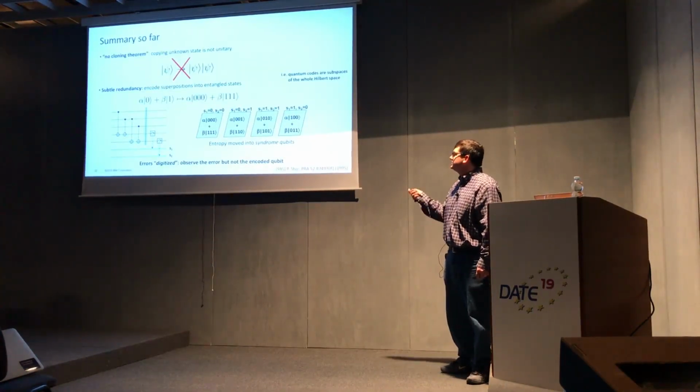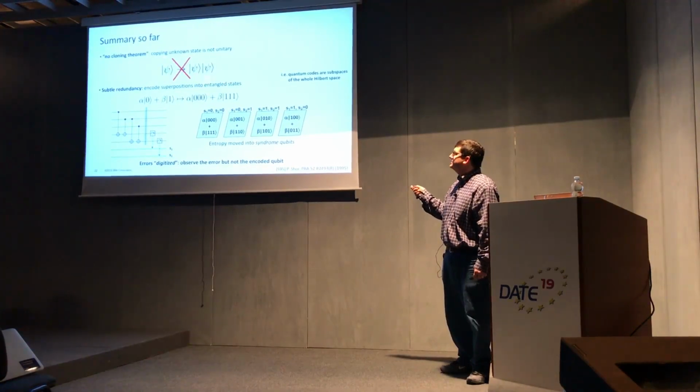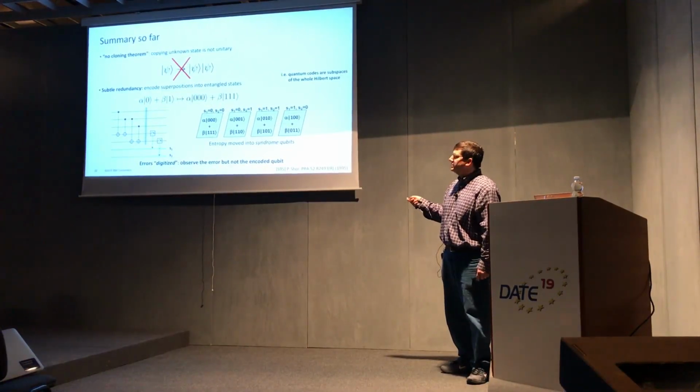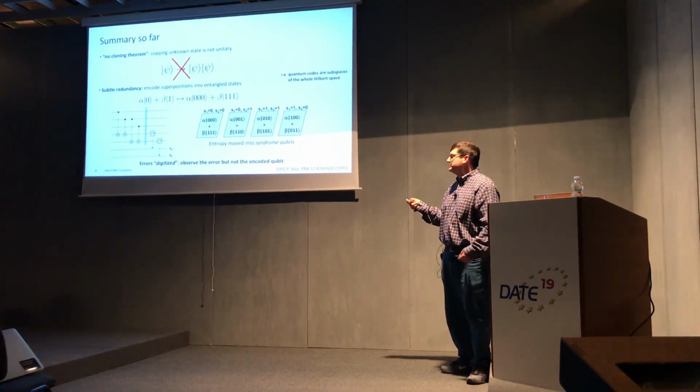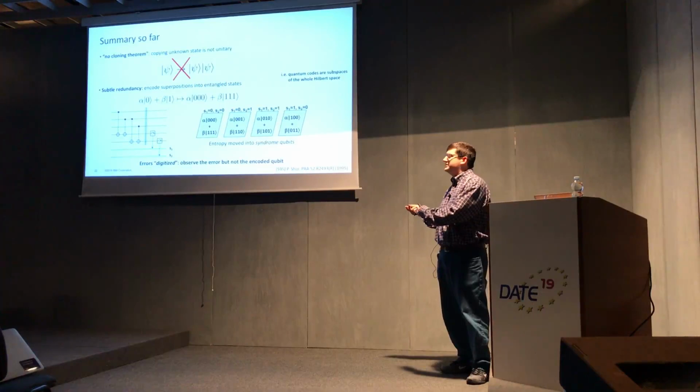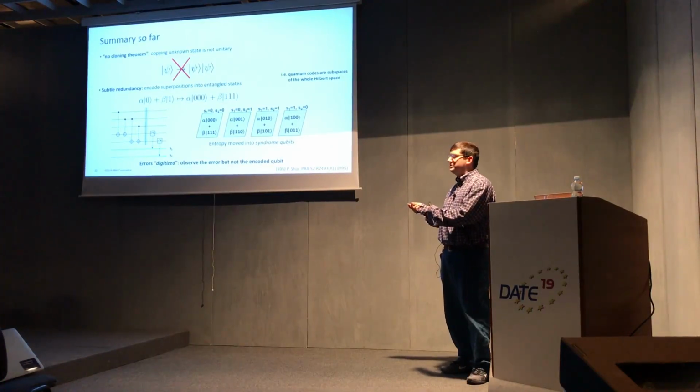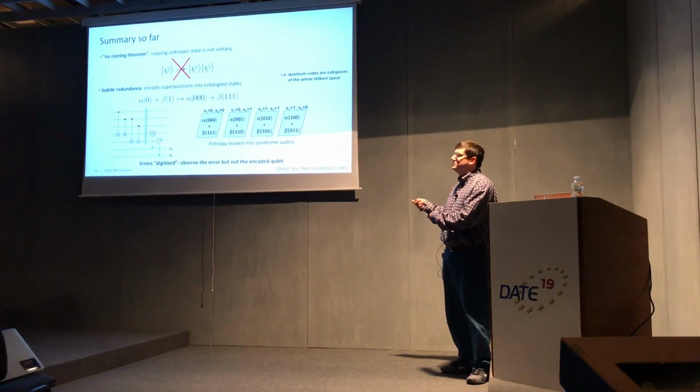All right, so just a quick summary, right? We are not copying states. We can't, from the no-cloning theorem. Instead, we're doing something more subtle. We're encoding superpositions into these entangled states. And then we can observe the errors by measuring a parity check. And this collapses onto, it digitizes the errors, but we learn nothing about the encoded state. And then the entropy that has been built up here from the noise gets moved into these syndrome bits. Okay, so that's the rough idea.